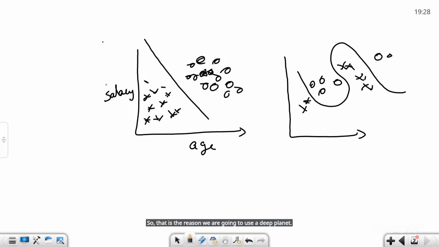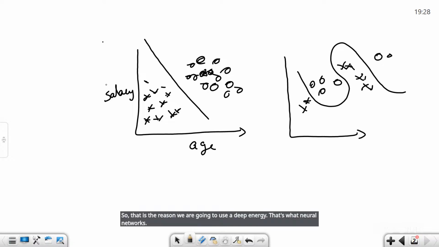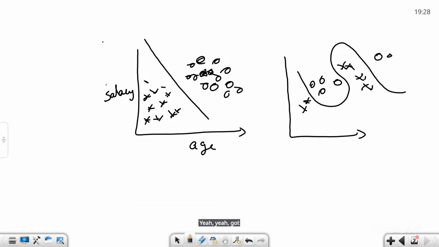That's what neural networks are. Makes sense, Rajshekar ji? Yeah, got it. Yeah, thanks for this.